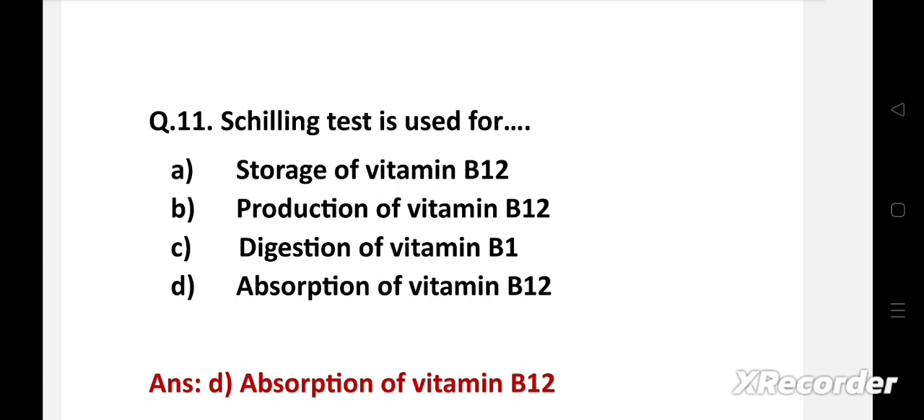Absorption of vitamin B12. Schilling test is a test that uses oral radioactive vitamin B12, that is cyanocobalamin, and injected non-radioactive vitamin B12 to assess the gastrointestinal absorption of the vitamin. It is used primarily to diagnose pernicious anemia.